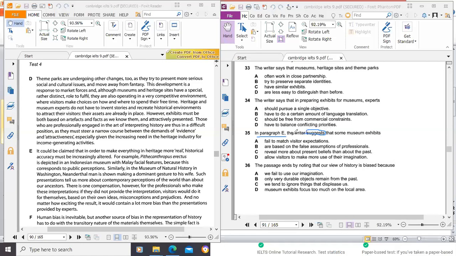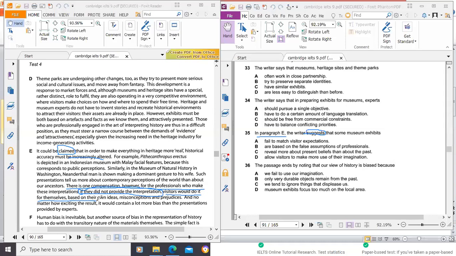Okay, even if they don't point to it, it could be claimed that in order to make everything work, exhibits need to be altered. Whatsoever we are presenting needs to be altered. Okay. And these are just examples which I have nothing to do with. Now, there's one compensation: professionals who, if they did not provide interpretations, now need to make alterations to make it the consumer's experience.